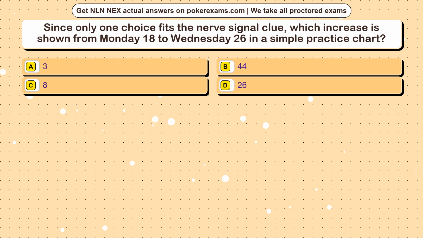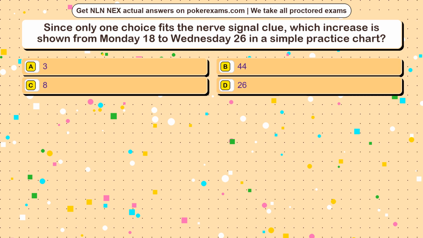Question 21. Since only one choice fits the nerve signal clue, which increase is shown from Monday 18 to Wednesday 26 in a simple practice chart? Option A, 3. Option B, 44. Option C, 8. Option D, 26.